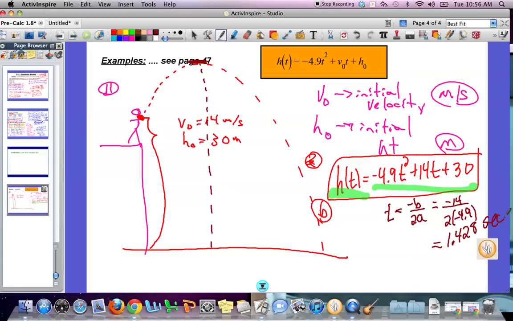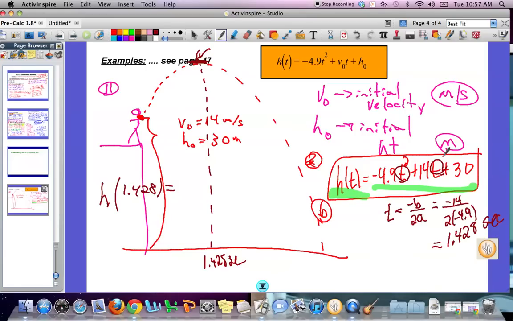Did that tell me the highest point the water balloon was? No, it tells me when it's at its highest point. The time right here is 1.428 seconds. How do I find the highest point? I want to know the height evaluated at 1.428 seconds. So you take this and you plug it back into your formula. You replace the t and the t. I'll let you guys plug that in for me.